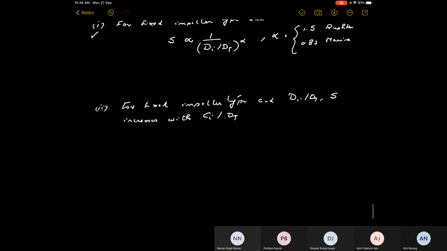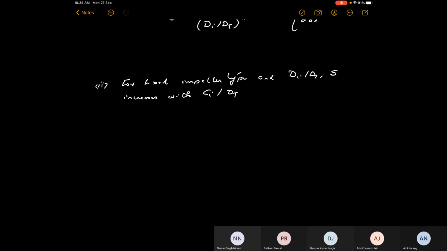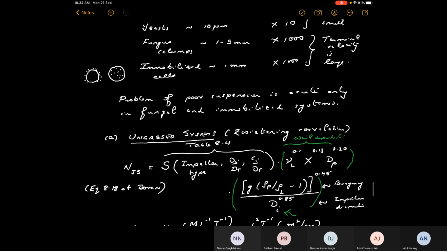And just the opposite is true for Ci over dt. The higher the value of Ci over dt, the higher the value of S. So that means the more off bottom clearance you have, the more S increases. The more S increases means NJS increases. So high off bottom clearances are not good.